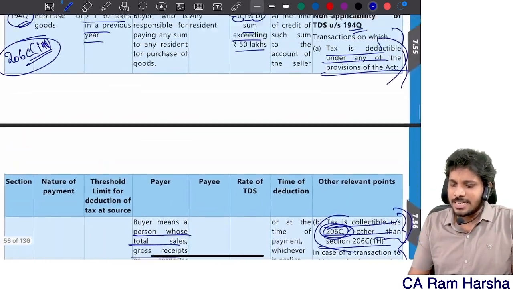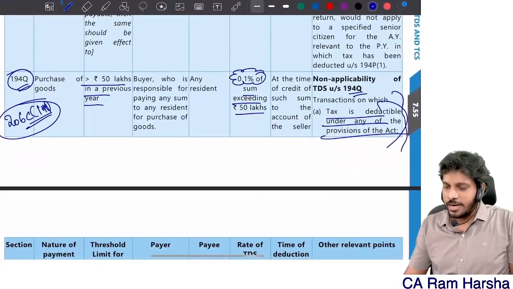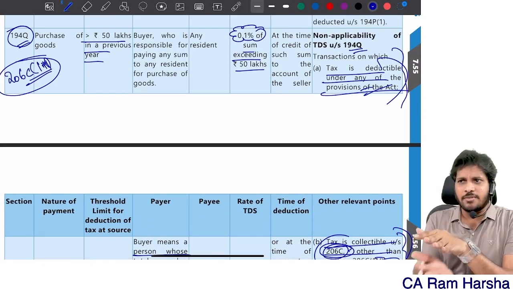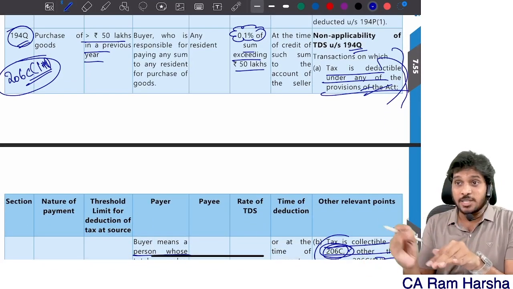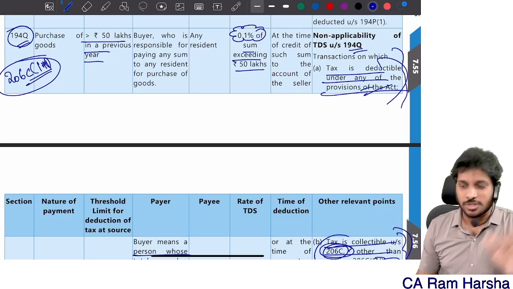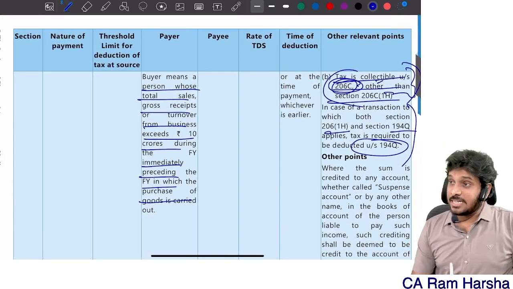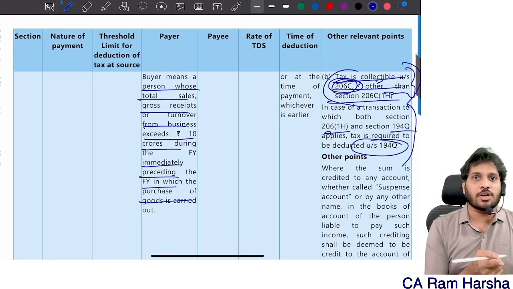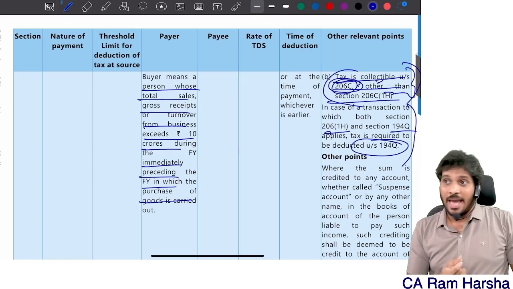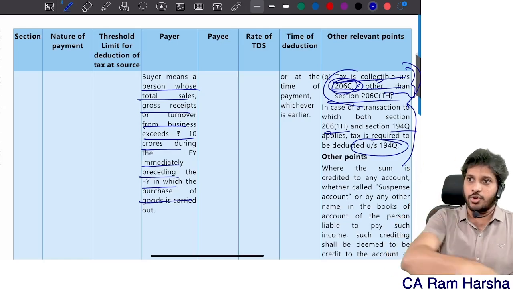Because original section says what? 194Q section says what? If tax is deductible under other provisions on the same, of course, right now there is no other provision. There is no TDS provision on purchase of goods right now. If tax is collectible under a TCS provision, then also this section will not apply. However, if 206C(1H) is also applicable and this section also applicable, then 194Q will prevail.